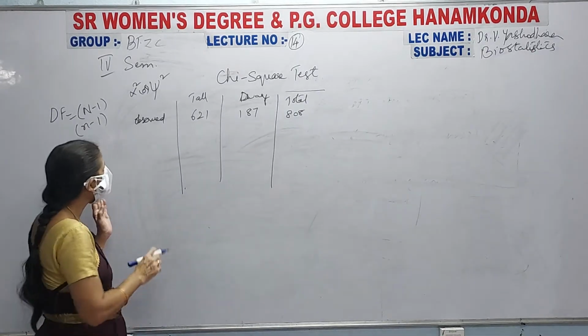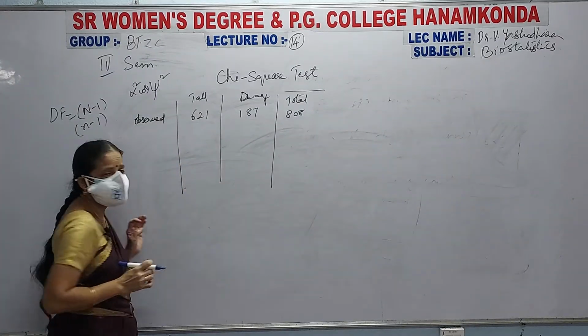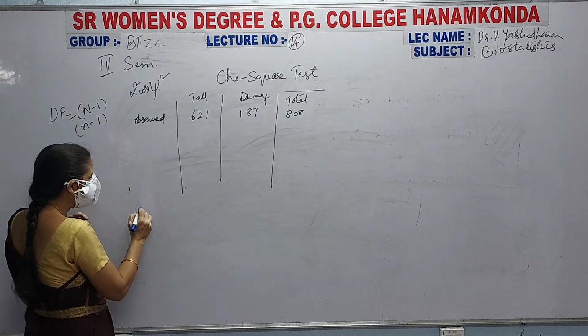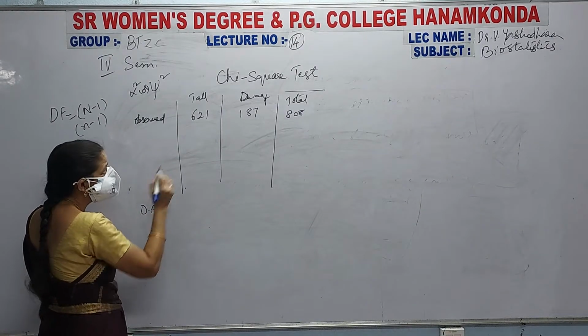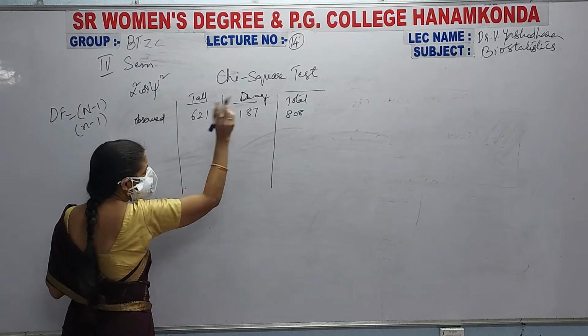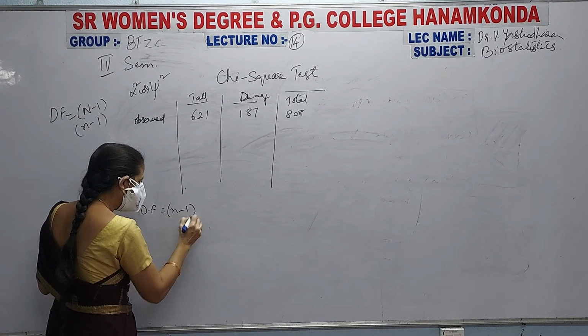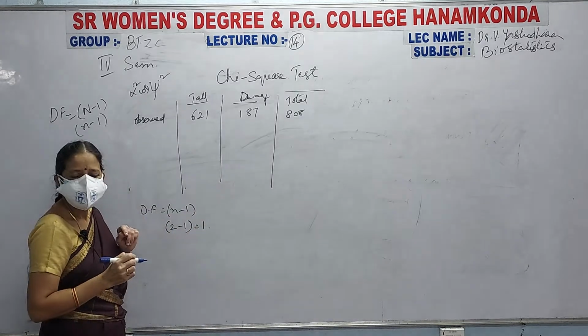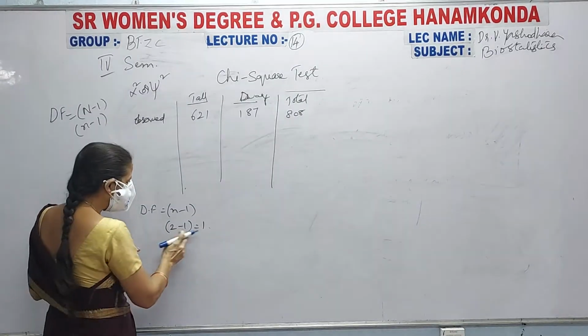See here. Tall and dwarf. What is the degrees of freedom for that? Degrees of freedom for tall and dwarf. How many are there? Tall and dwarf, that is 2 is there. That is n minus 1, that is 2 minus 1 is equal to 1. Is it or not? The degrees of freedom is 1.